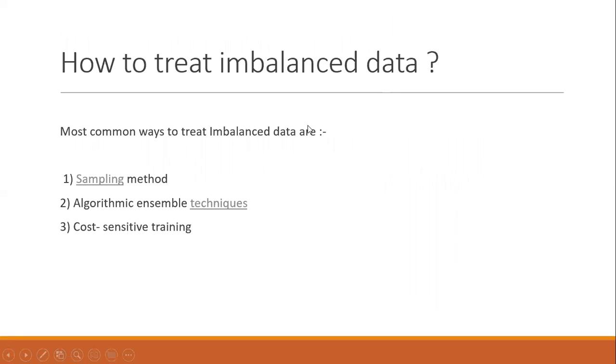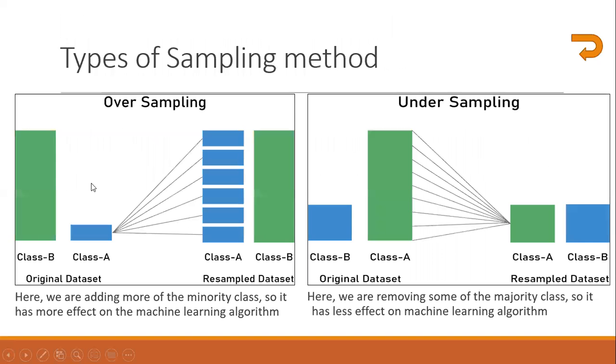Let's start with the sampling method, which has two types, undersampling and oversampling. In oversampling, we are adding more of the minority class, so it has more effect on the machine learning algorithm. As we can see in the diagram, the minority data, which is class A, has been increased to the level of class B to get better accuracy.